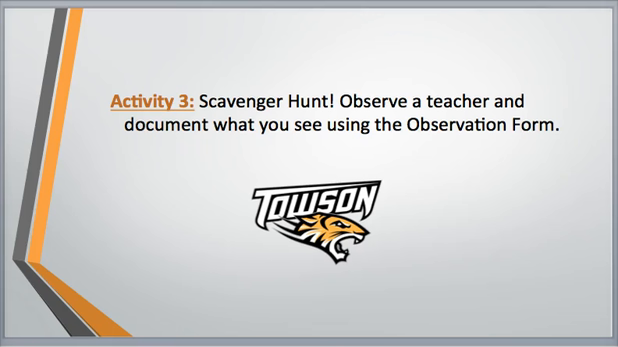Here's Activity 3. Using the following observation form, observe a peer teaching. As you observe, document specific strengths and needs under domains 1 through 3.